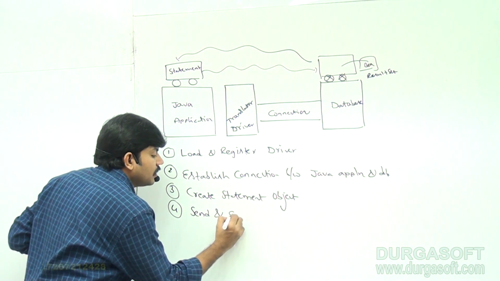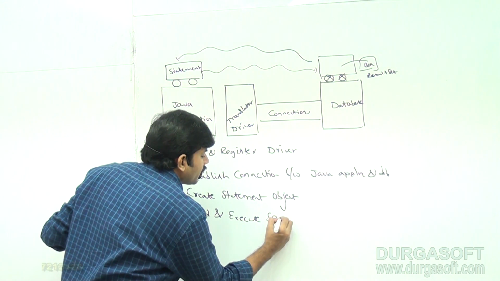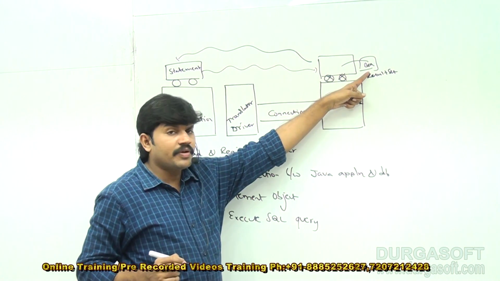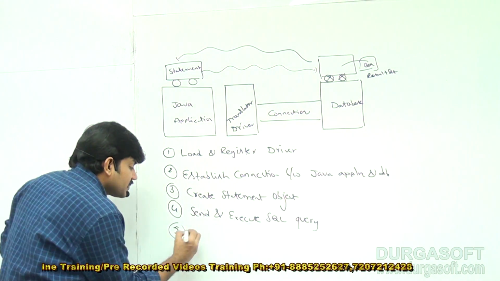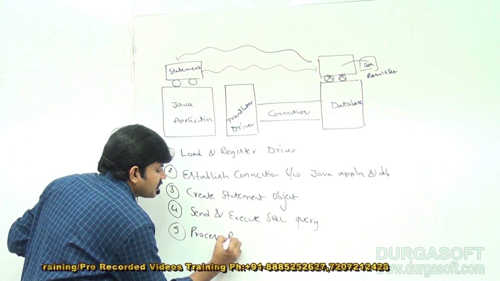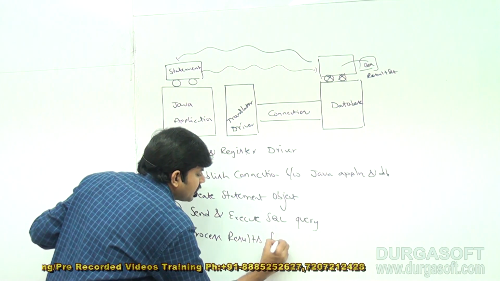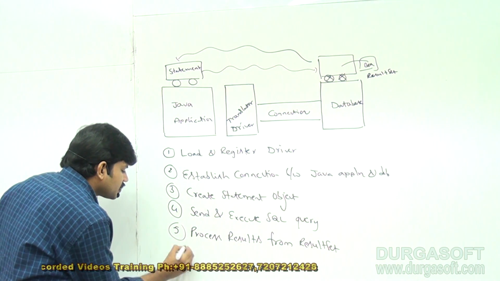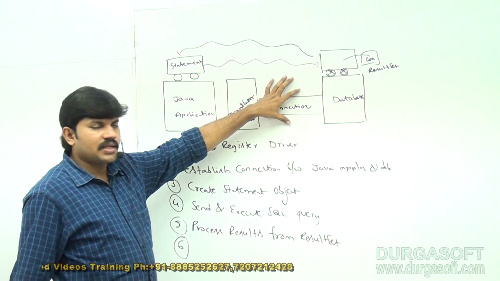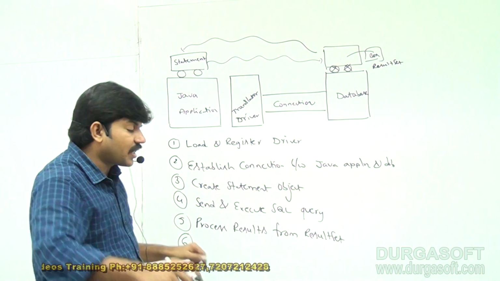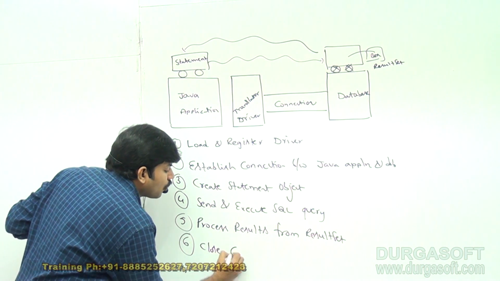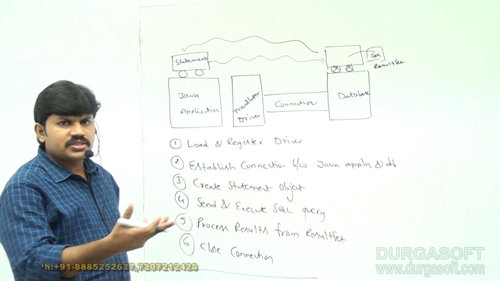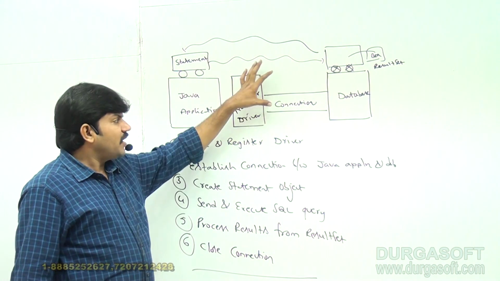What is the next one, sir? Send and execute SQL query. Once I send and execute, now I will get the result set. Process results from result set. What is the last one? Once you get the result, this connection is no longer required, so we have to close the connection. Close connection, like this, right? Sir, I already covered this, right? Now, sir, this diagram, okay?